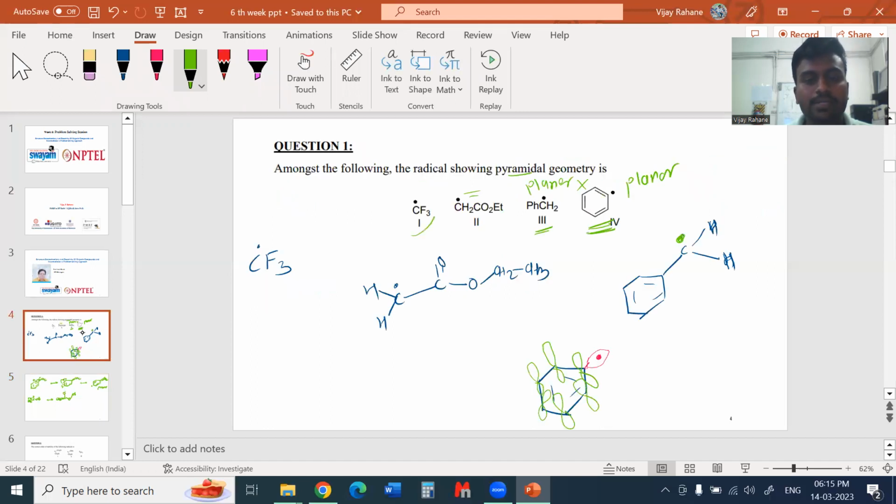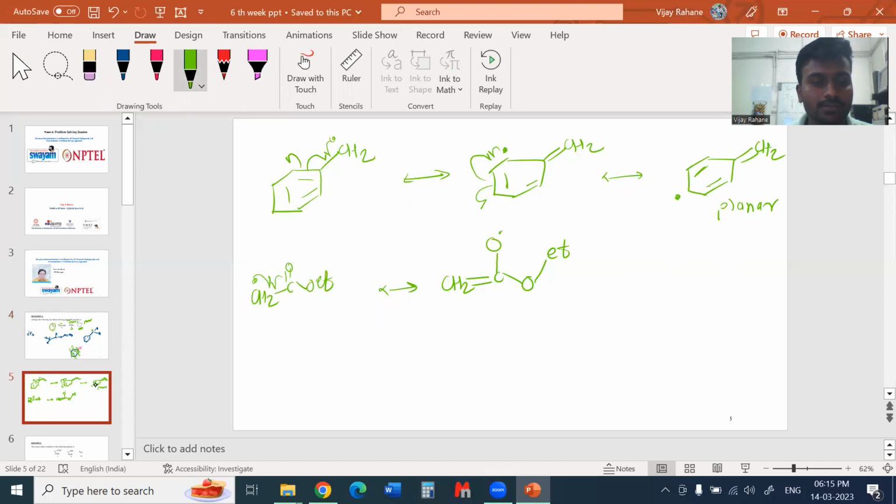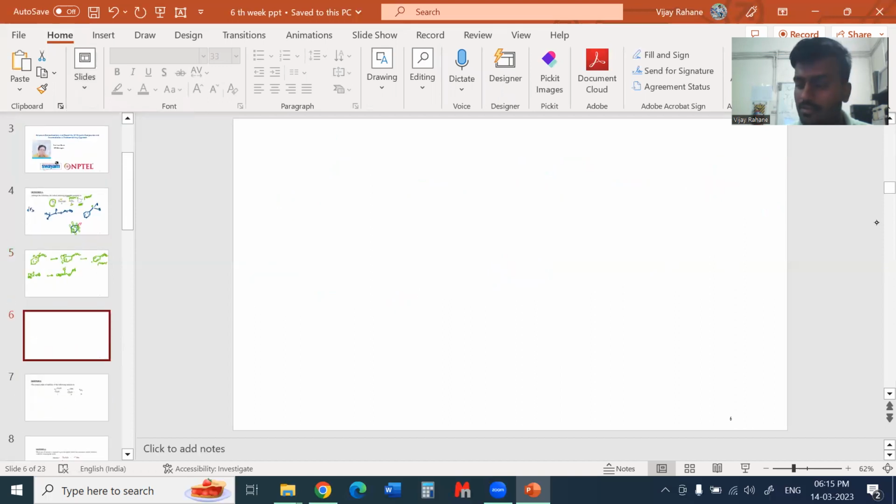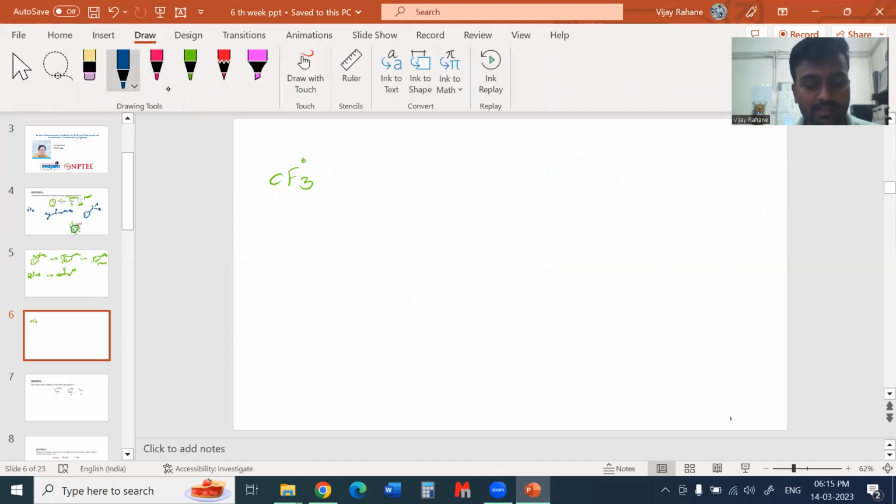This one is pyramidal. If you look at the CF3 radical, I will explain the CF3 radical in the slide. This CF3 radical has a special geometry. This one is a pyramidal geometry. I will explain here because fluorine has very high electronegativity.